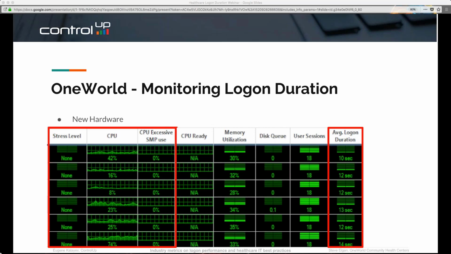Much better logon times on average. Health of the VM, the stress level looks much better. Not quite as many users on those VMs because we spun up more virtual servers in this particular configuration.